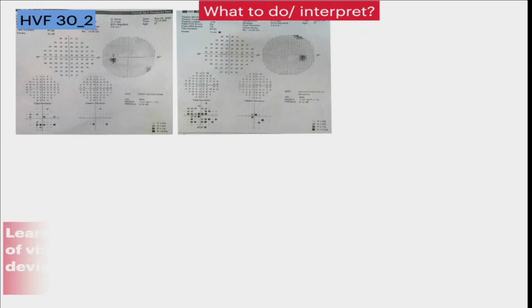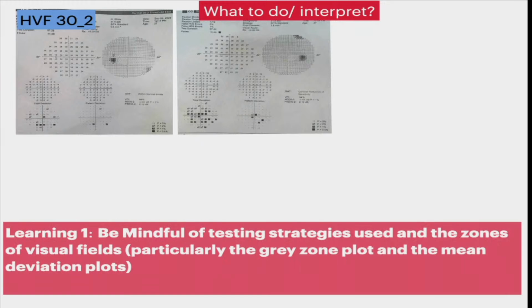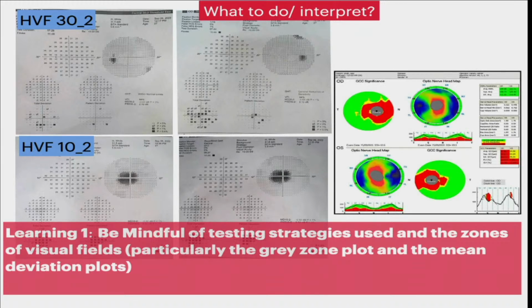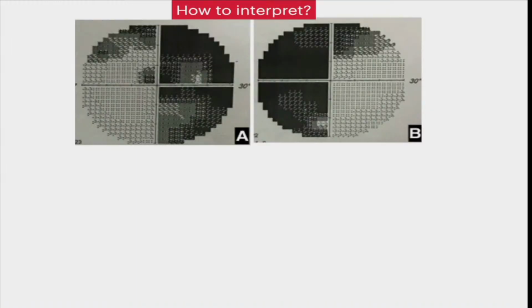So another example where we actually had very mild defects on the 30-2, and when we did the 10-2 field, gross central scotomas were visible, which was confirmed on OCT as well. So, what is this field? What is the pattern that you see in this field?